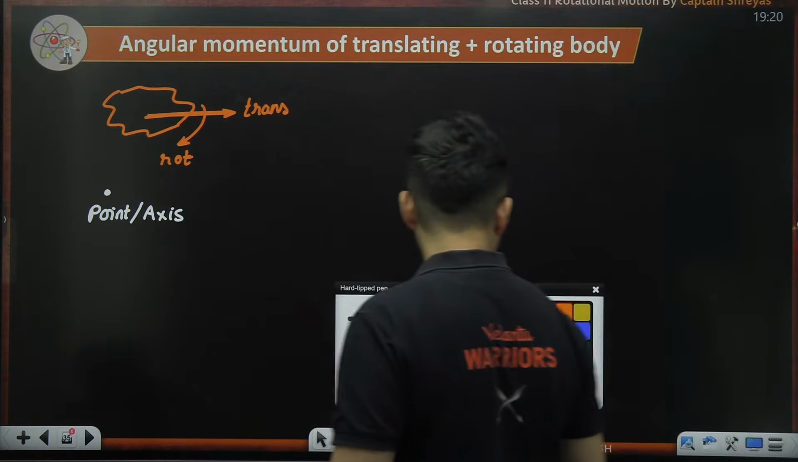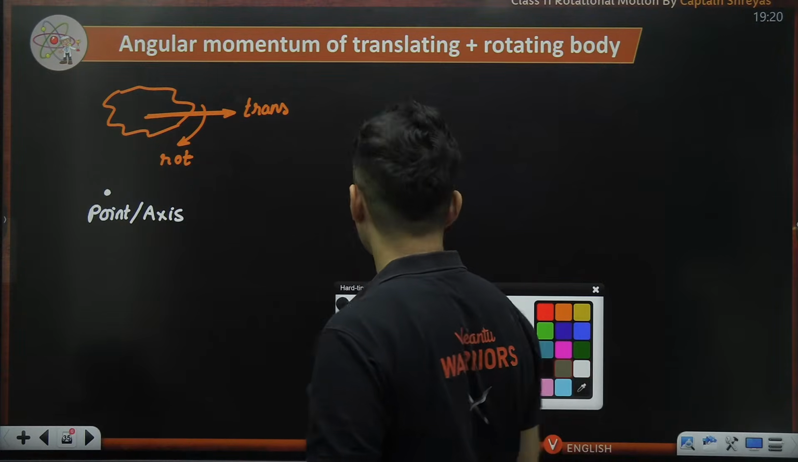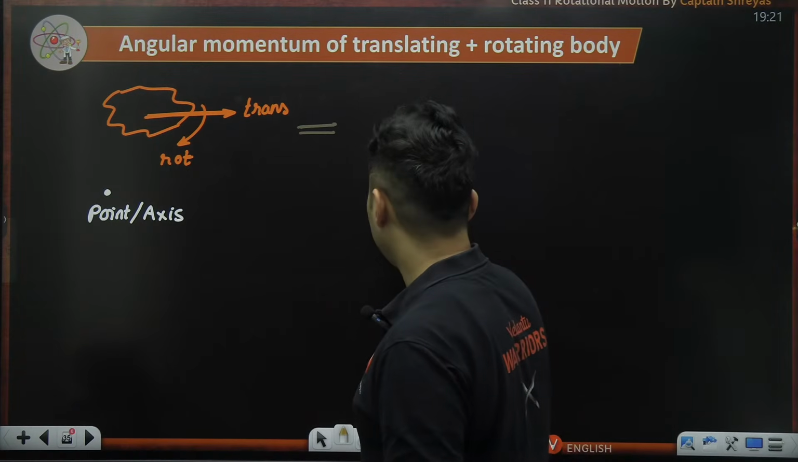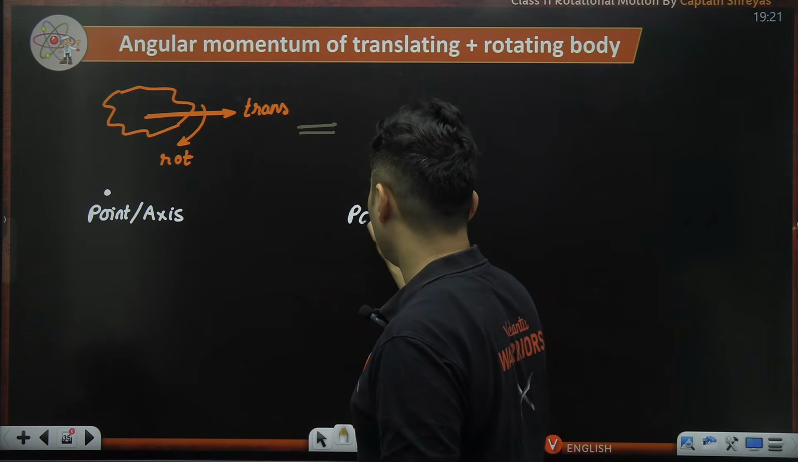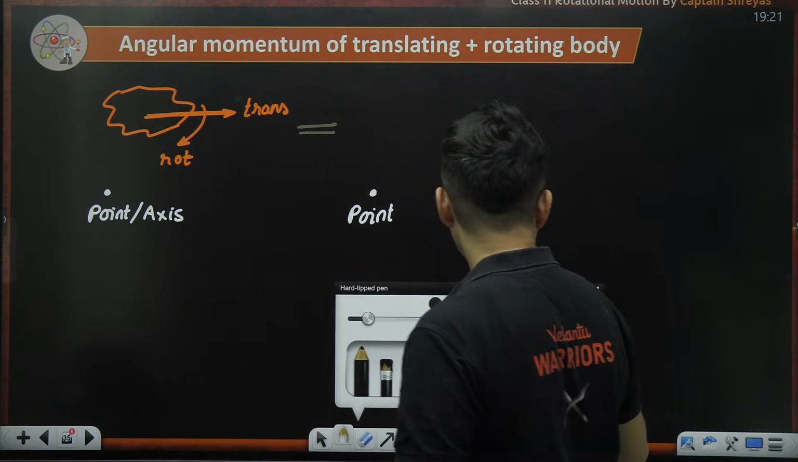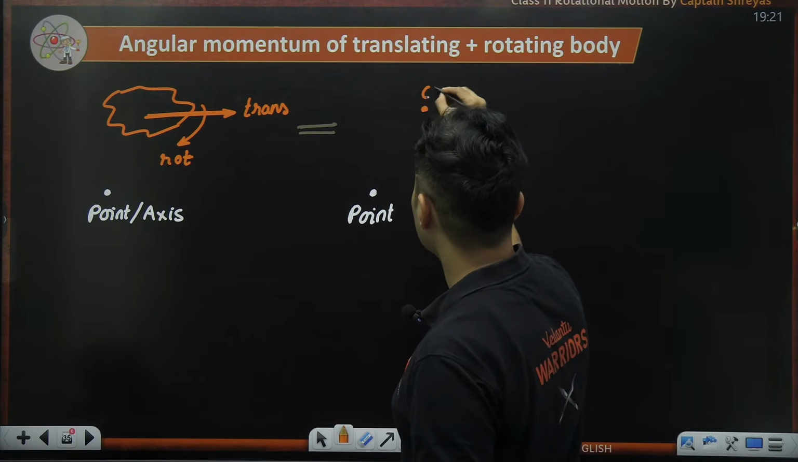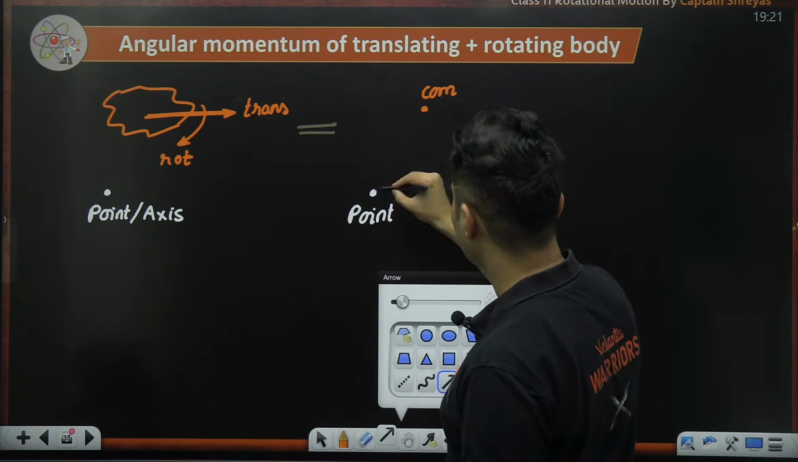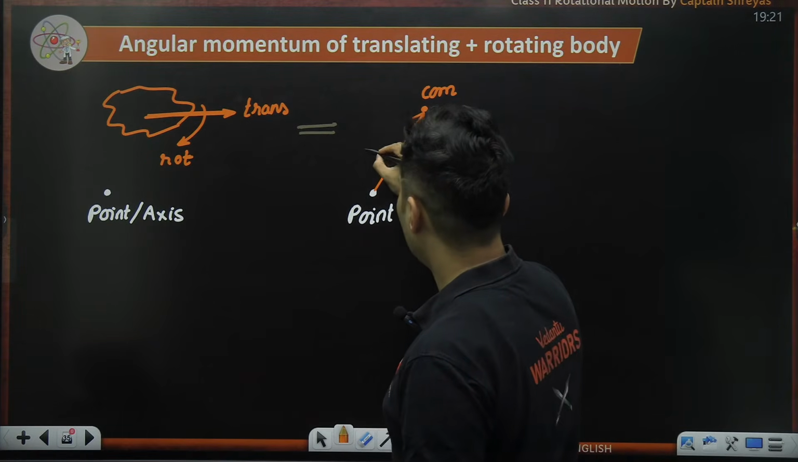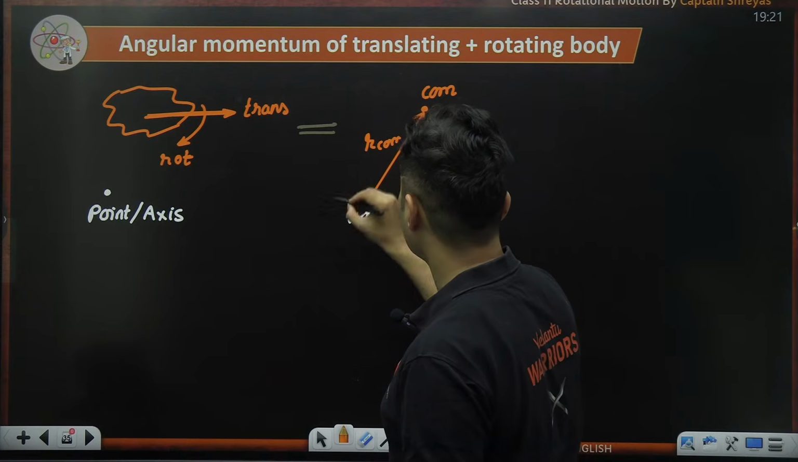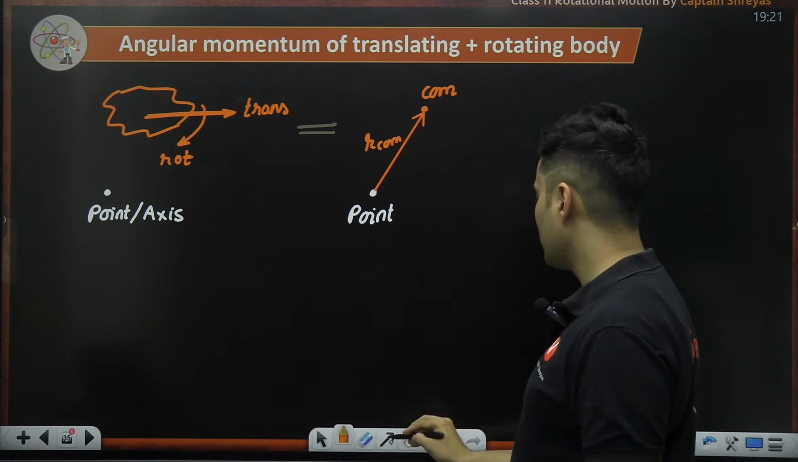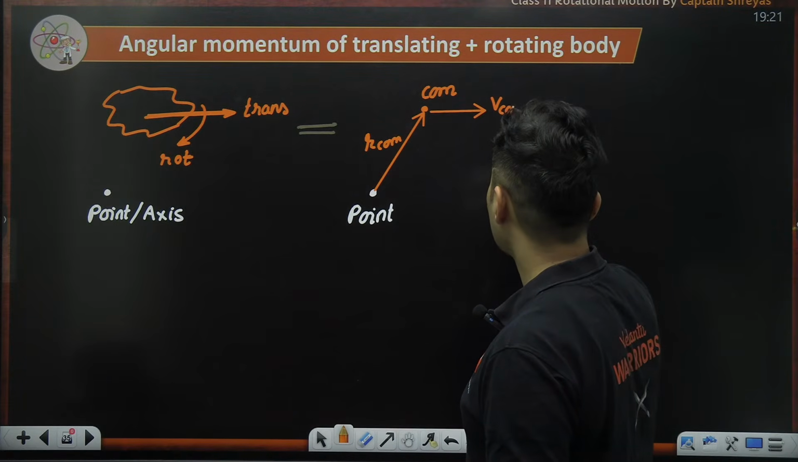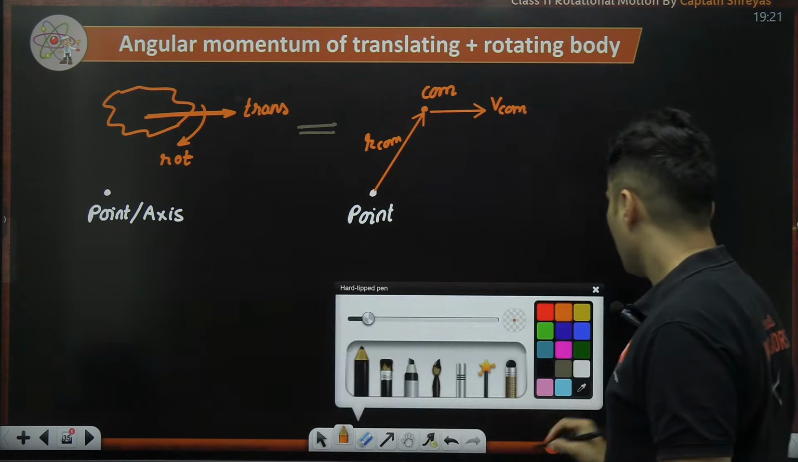This is translating and this is also rotating. You break it down into two parts. What you do is you still take that particular point and see where the center of mass of the body is. Show a position vector towards the center of mass. I will call it position vector of the center of mass. And see what is the velocity of the center of mass at that moment. VCOM. That is the first thing.